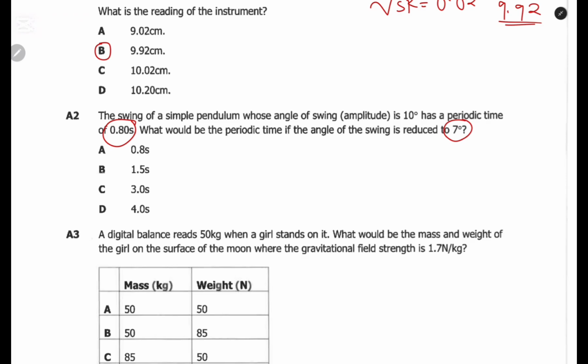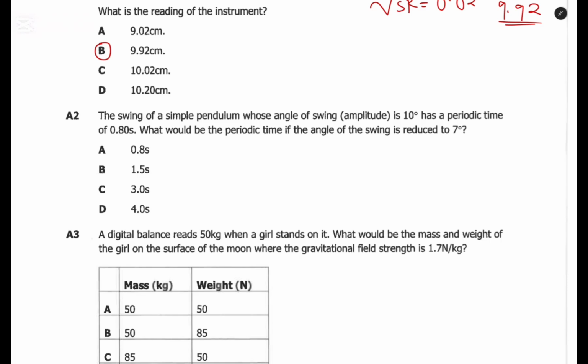Now here, you don't even need to calculate anything. You just need to know the factors that affect the period of the simple pendulum: acceleration due to gravity and the length of the simple pendulum, and never the amplitude. The factors that do not affect it are the amplitude and maybe the size of the bob. Those do not affect the period of the simple pendulum, or they are independent of the periodic time.